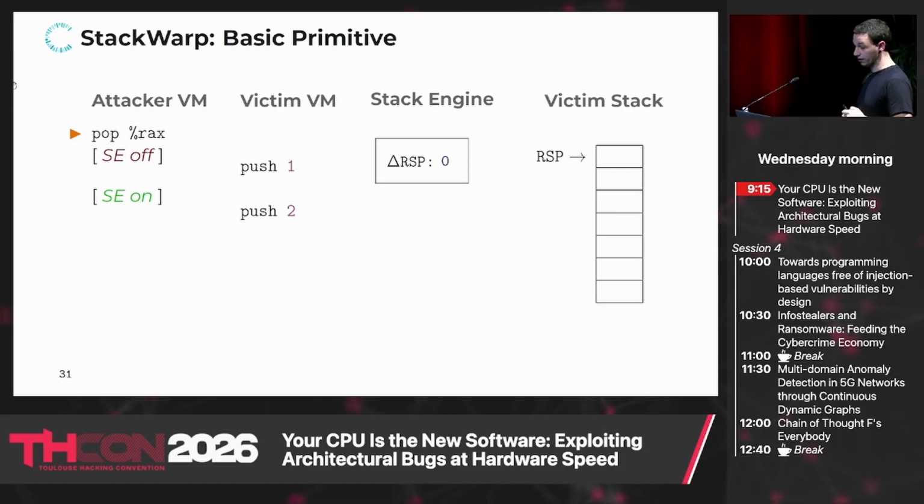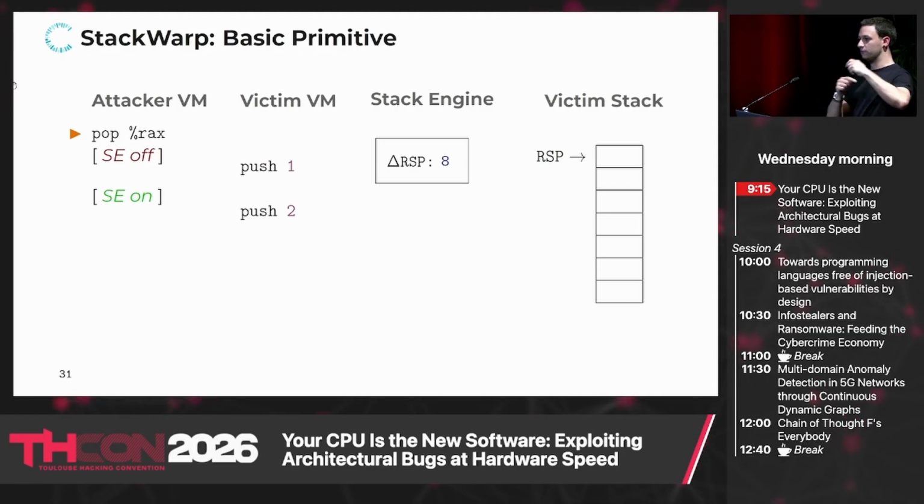In this attacker VM, we pop something from the stack. What happens then? Well, the stack pointer does not really move, but the delta inside the CPU is updated, and the CPU knows that if somebody wants to use the stack pointer, it has to fix the real stack pointer with this delta.